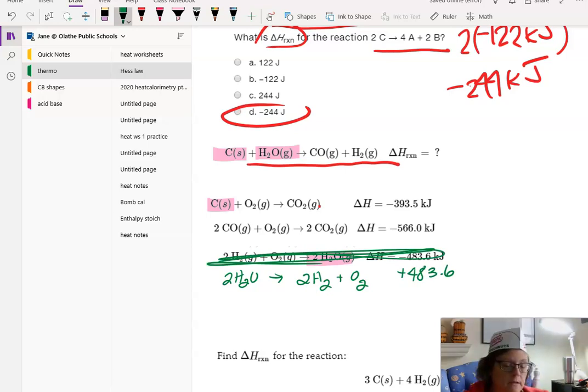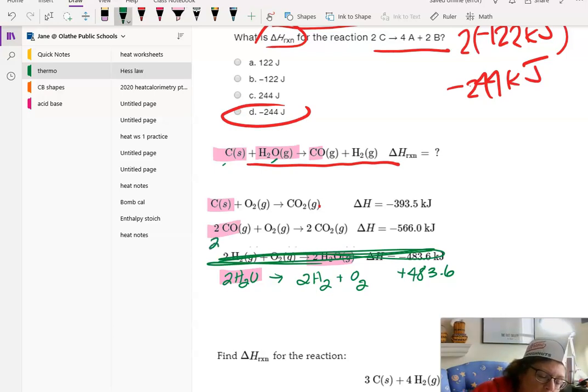Okay, so we've got water, we've got carbon so far. Let me get my highlighter back out. Well, water's on the right side. Now let's look for carbon monoxide. Carbon monoxide is here, but it's on the left side. So we need to flip this around.